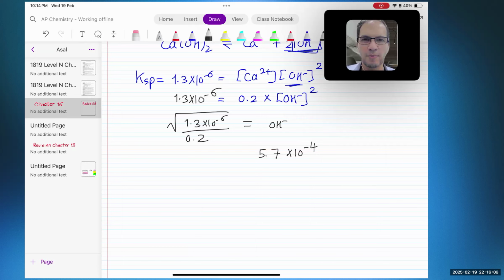Something is wrong. Okay, Ksp equals 1.3 times 10 to the power of negative 6 divided by 0.2, which equals OH minus, right? Let's do it in two steps. This is equal to OH minus squared. The OH minus squared equals this. It's not that difficult. Why is it not coming out right? Even my number didn't come out right, I don't know why.